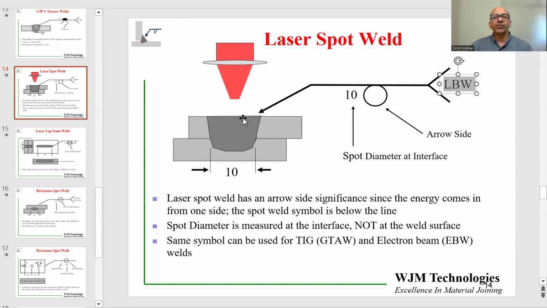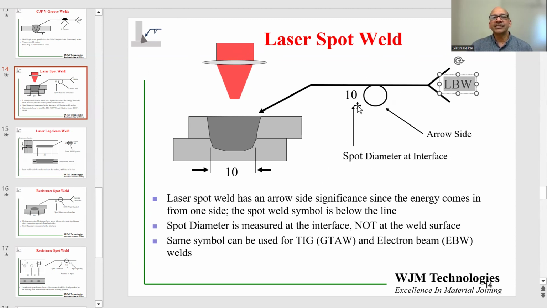We are pointing to the surface. This is the arrow side, and we are showing a laser beam coming down from the vertical. And so the information from the arrow side has to be below the horizontal line. So we are showing the spot weld as a circle, and the laser is coming down from the top. So that is the arrow side, so the circle is below the horizontal line.